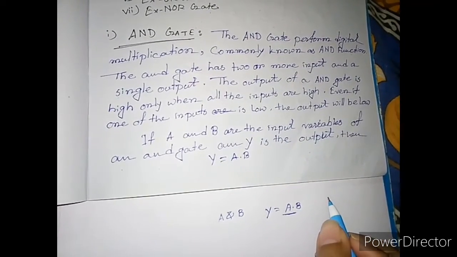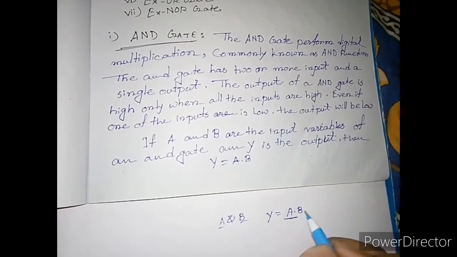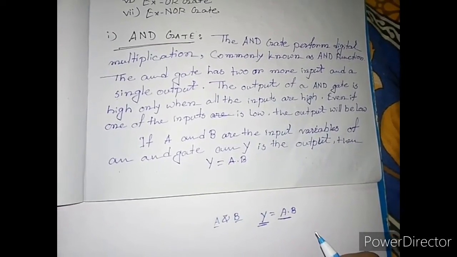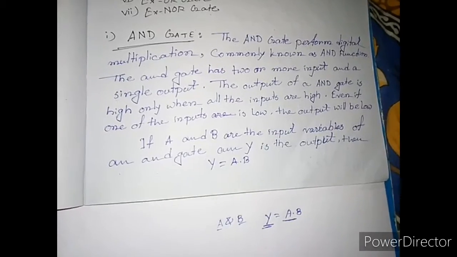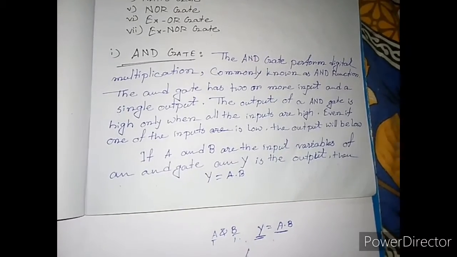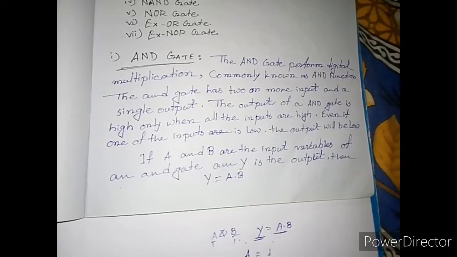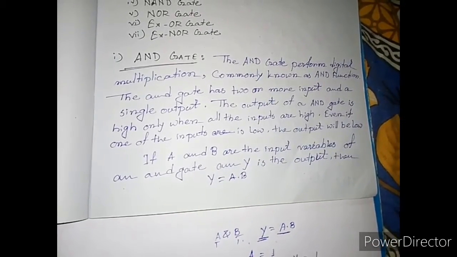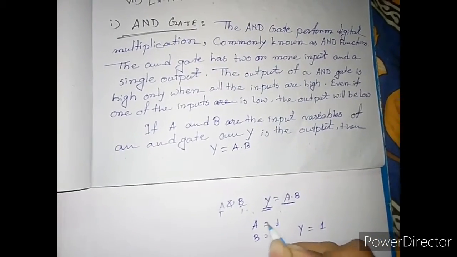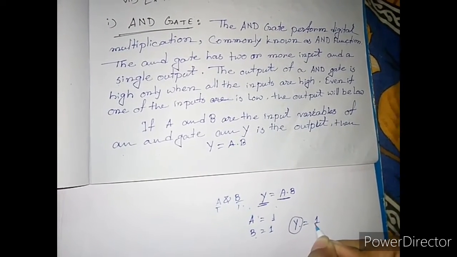The AND gate has two or more inputs, A and B, and only a single output. The output of an AND gate is high only when all the inputs, A and B, are high. That means when A is equal to logical 1 and B is equal to logical 1, then the output Y is equal to 1. When A is high and B is high, then Y is high.